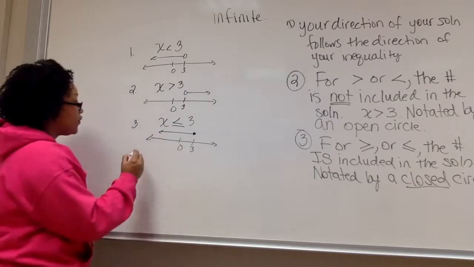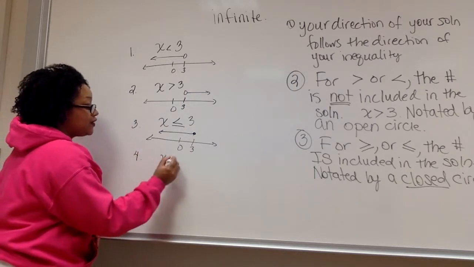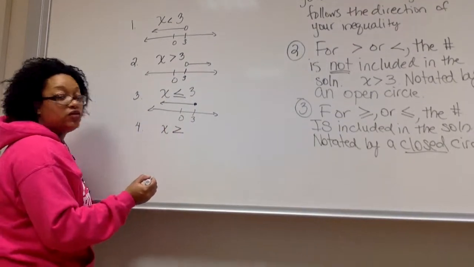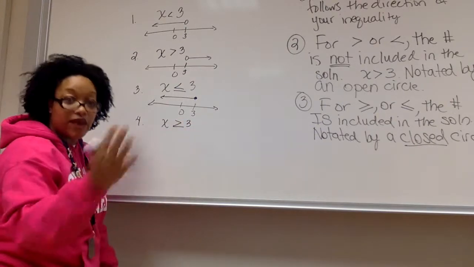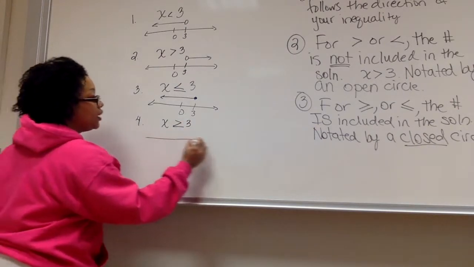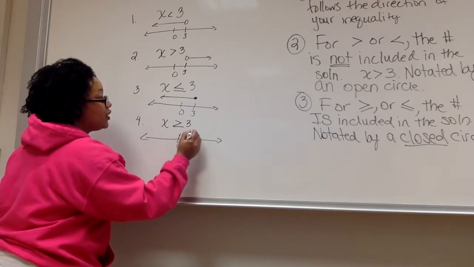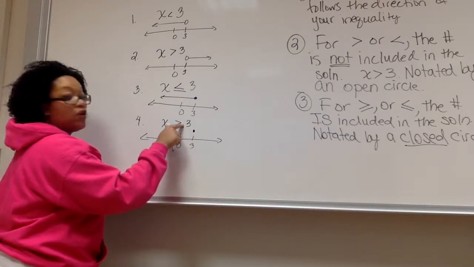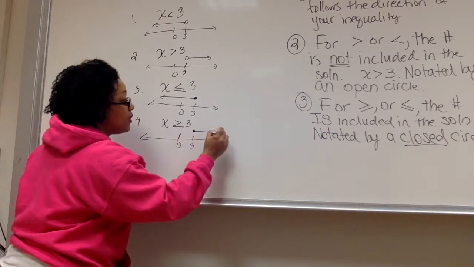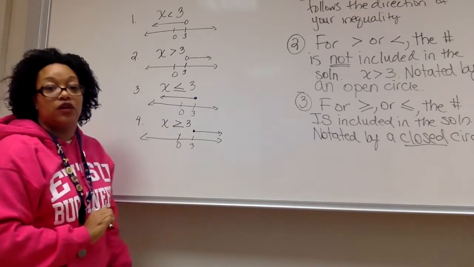And then the same thing for number 4: x greater than or equal to 3. 3 is our magic number here, our special number. Greater than or equal to, that's a closed circle. My arrow's pointing to the right, so my direction of the solution goes to the right.